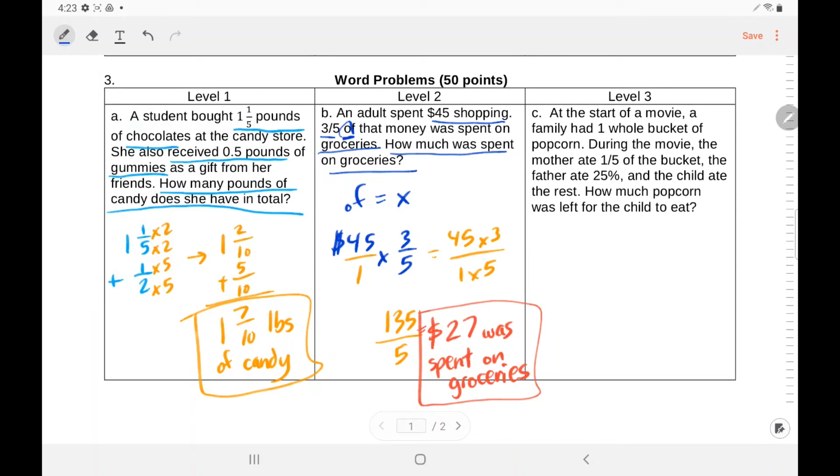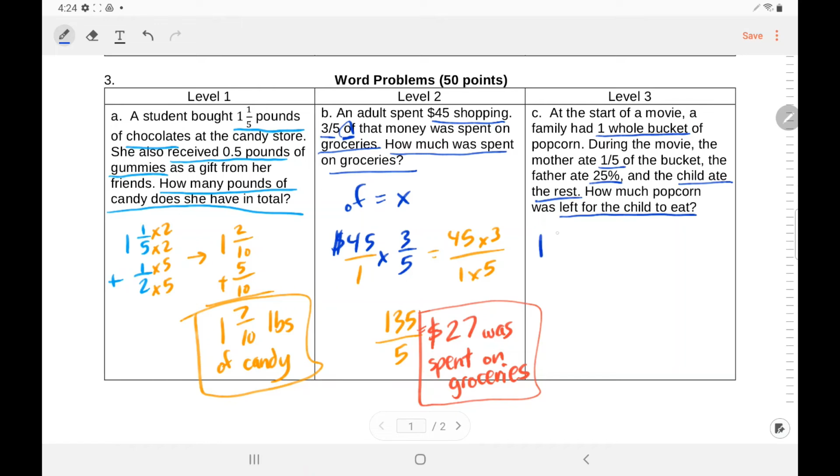At the start of a movie, a family had one whole bucket of popcorn. During the movie, the mother ate 1/5 of that bucket, the father ate 25%, and the child ate the rest. So how much popcorn was left for the child to eat?